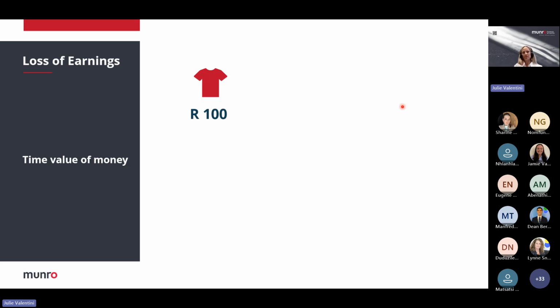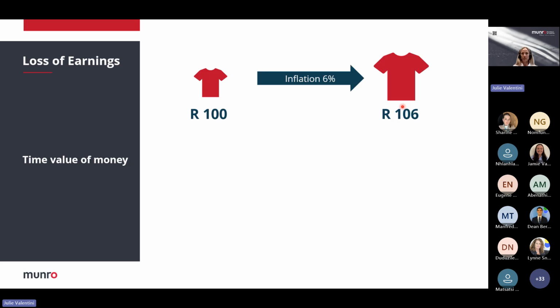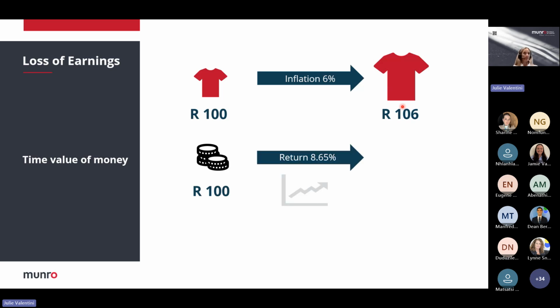So let's assume that a T-shirt currently costs 100 Rand. If inflation was 6%, this T-shirt would cost 106 Rand in 1 year's time. Now, suppose we wanted to invest money now so that we had enough to buy the T-shirt next year. Let's say we put 100 Rand into a balanced mix of assets, and let's assume those assets grew at 8.65%. What would those assets have grown to in 1 year? They will end up at 108 Rand and 65 cents. Now, that's actually more than the cost of the T-shirt.